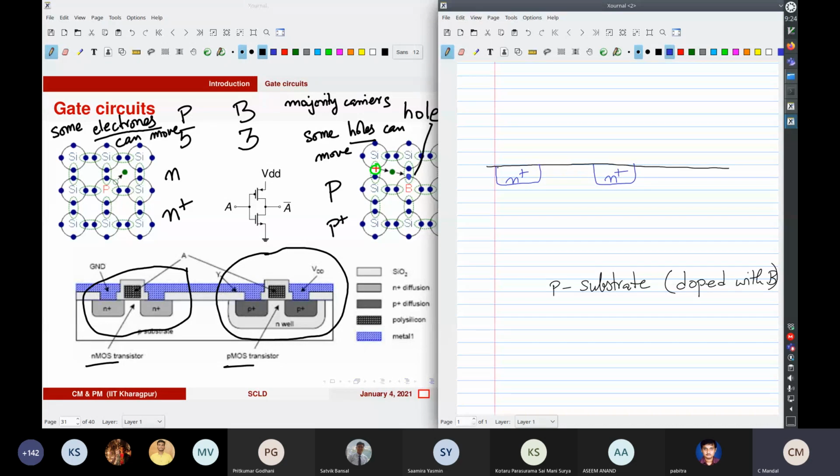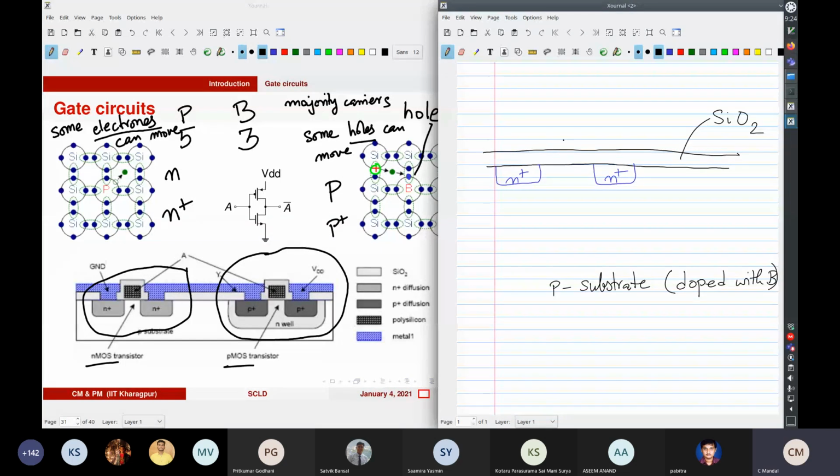And over here, as you can see, you have a relatively thick layer of oxide. This is called SiO2. So this is SiO2. This is the oxide. There's a MOSFET, so metal oxide. This is the oxide.